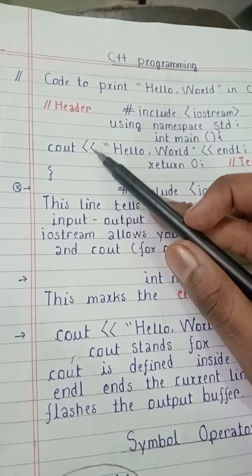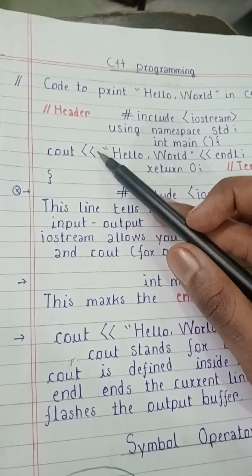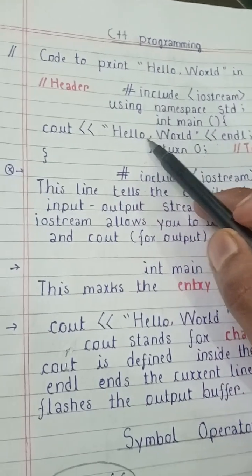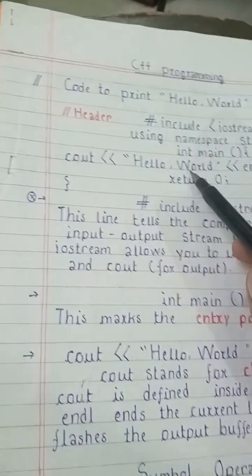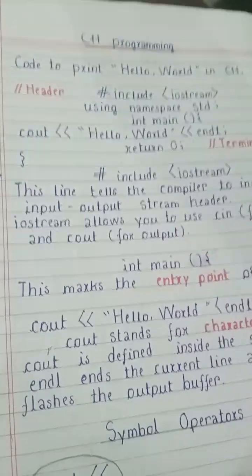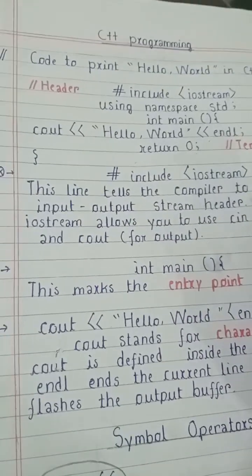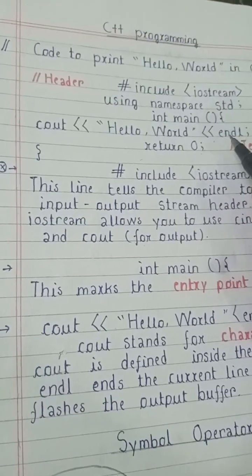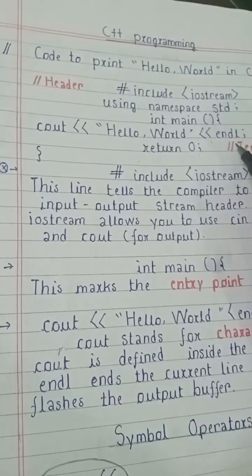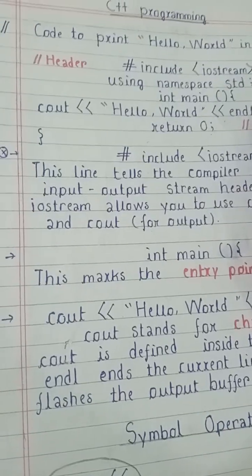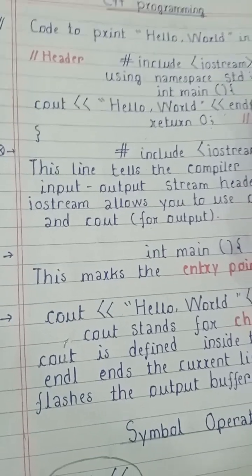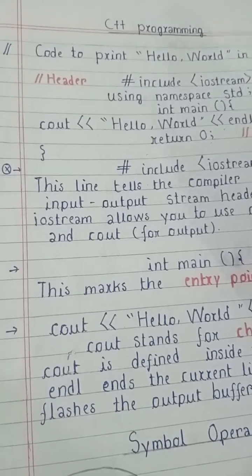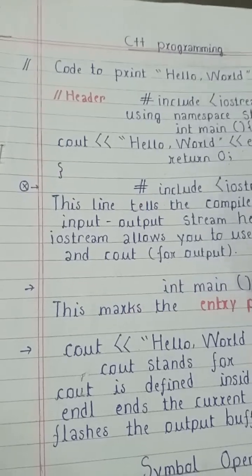This sign << is an insertion operator. It sends data to the output stream, and then we write the desired line, Hello World, which is a string literal, the message being printed. And lastly we again write the << symbol and put endl. Actually this means it inserts a new line character and flushes the output buffer, meaning it forces the program to print everything immediately.